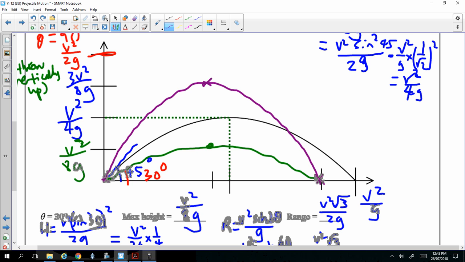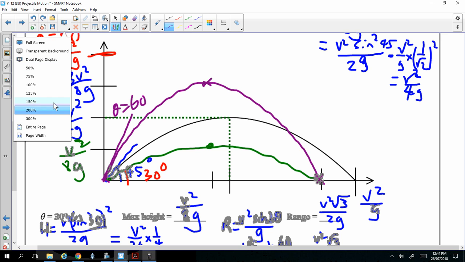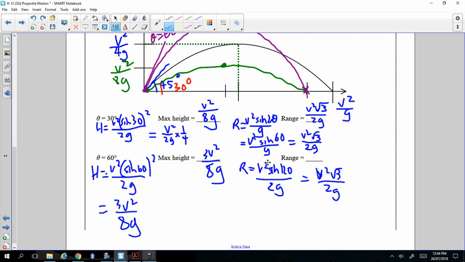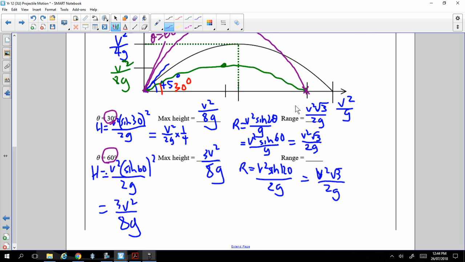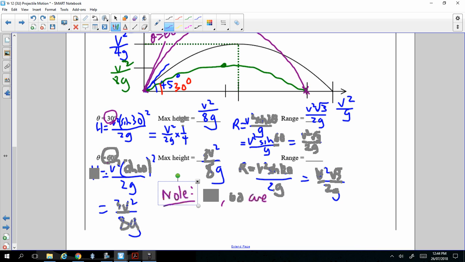In fact, this is generally true: if the angles are complementary to each other, the range will be the same. Note that 30 and 60 are complementary angles, and if the angles are complementary, the range will be equal. I can prove it's true in general, that it doesn't have to be 30 and 60, and that if you pick any angle, so let's try to prove this rule.